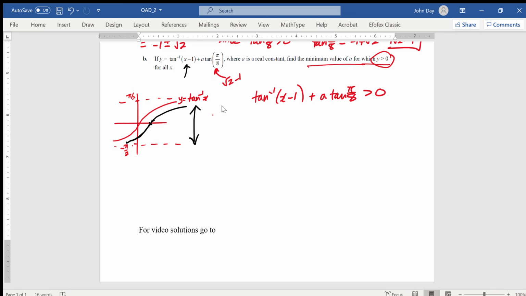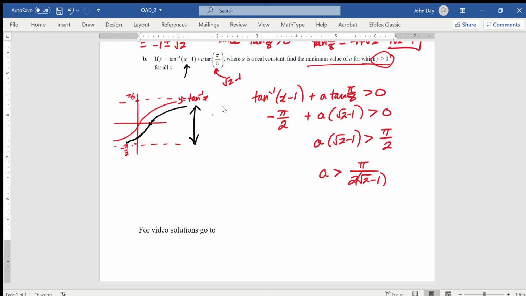So, if this is minus pi on 2, it's bounded by that. So it can't quite get there, but if it was equal to it, then we'd have plus a times root 2 minus 1 for tan pi on 8. So a root 2 minus 1 bigger than pi on 2. So a is bigger than pi on 2 root 2 minus 1 in brackets.